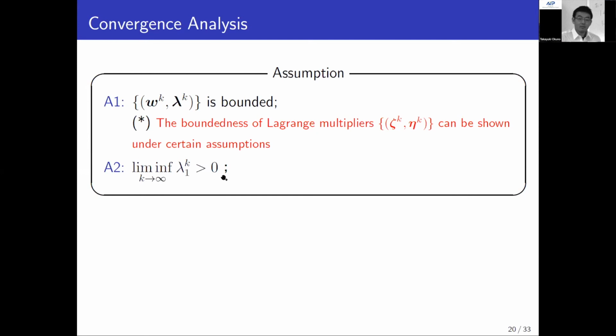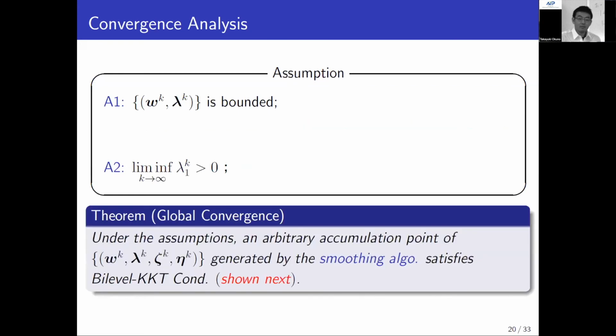The second assumption is this: lambda 1k, the hyperparameter corresponding to the LQ regularizer, is positive at the accumulation point. This means the LQ regularizer works effectively at the limit. Under this assumption, we proved this theorem: an arbitrary accumulation point of the sequence generated by the smoothing algorithm satisfies the bilevel KKT conditions.